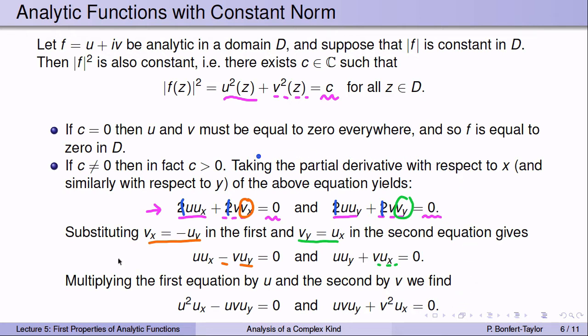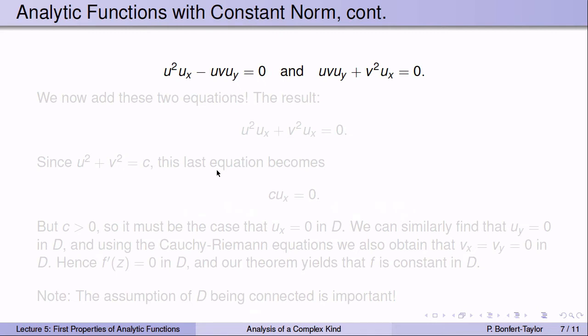By the way, I've been omitting the parameters z, or the parameters x and y, because the equations would otherwise just look more complicated. Every single one of these equations is really u squared of x comma y times u_x of x comma y minus u of x comma y times v of x comma y times u_y of x comma y. But that would make everything just look more complicated. So these are the two equations that we were left with on the last page.